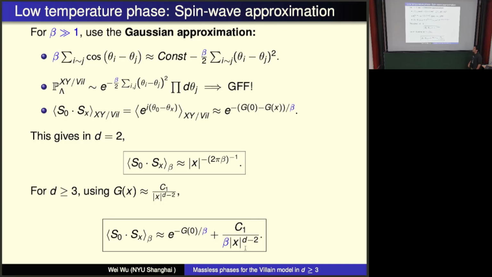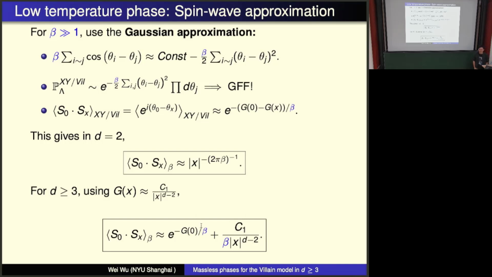However, we will see that this very simple spin wave argument is qualitatively correct, but quantitatively not correct. So the exponent we got here is not the right exponent, and the constant we got here is not the right constant.